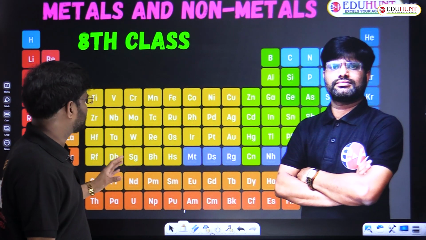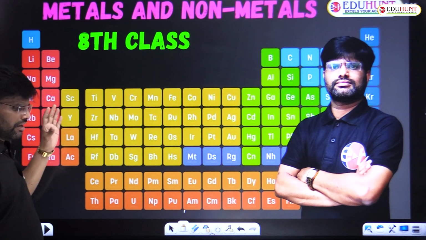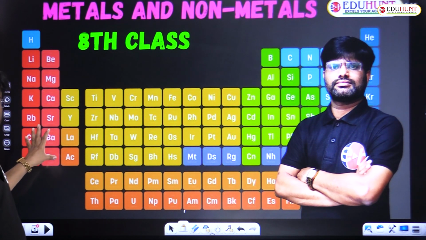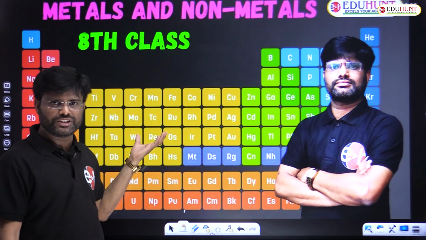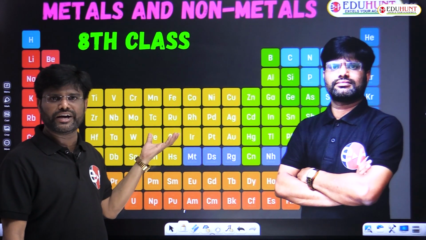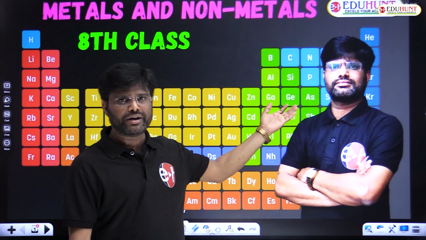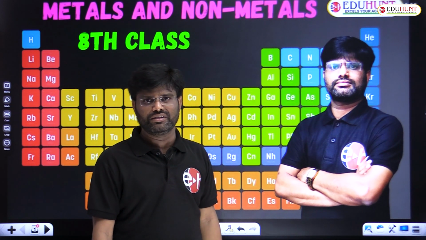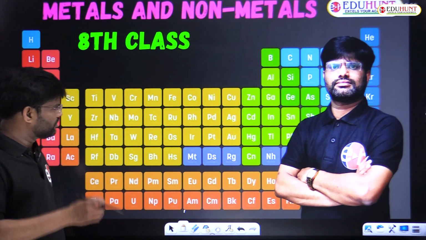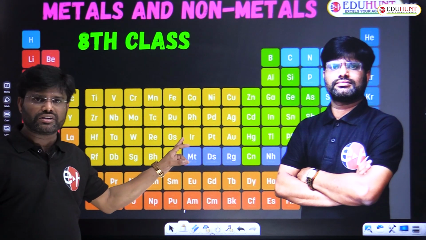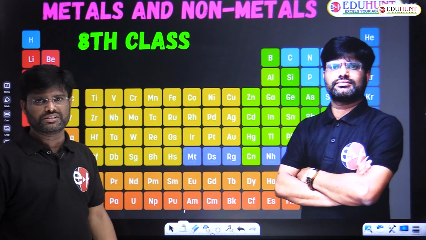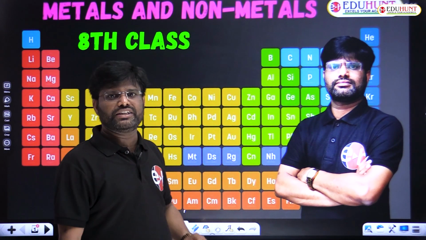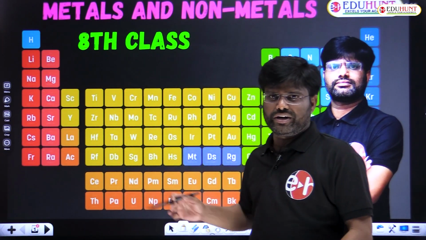So this is the periodic table. See, the lighter metals are present on the left side of the periodic table, the heavy metals are present in the middle, and the non-metals, metalloids and noble gases are present on the right side. These heavy metals are also called transition metals. And this is the introduction part of metals and non-metals.